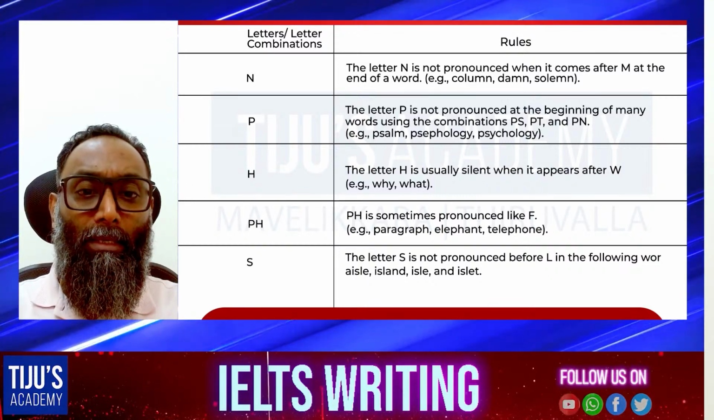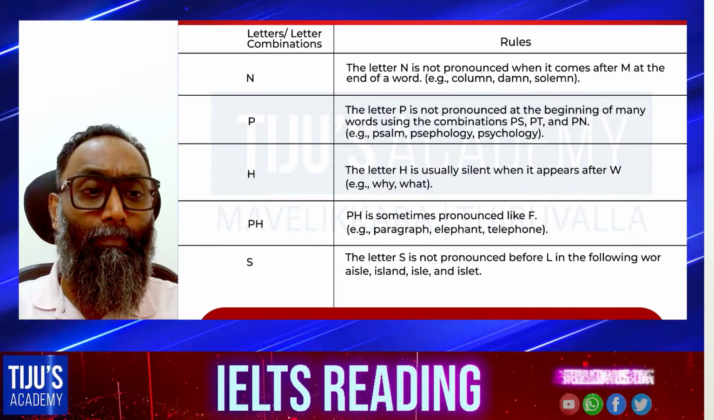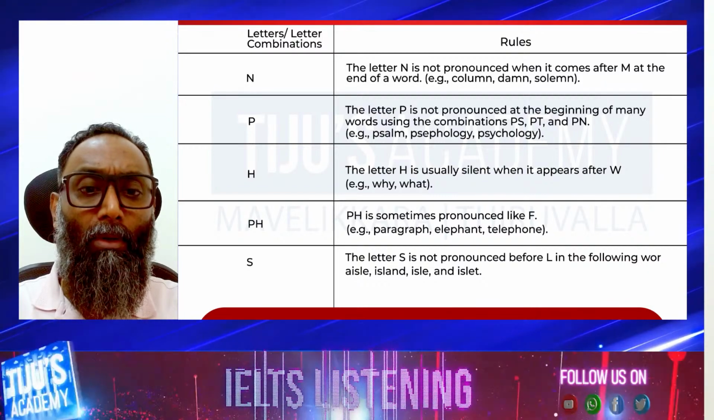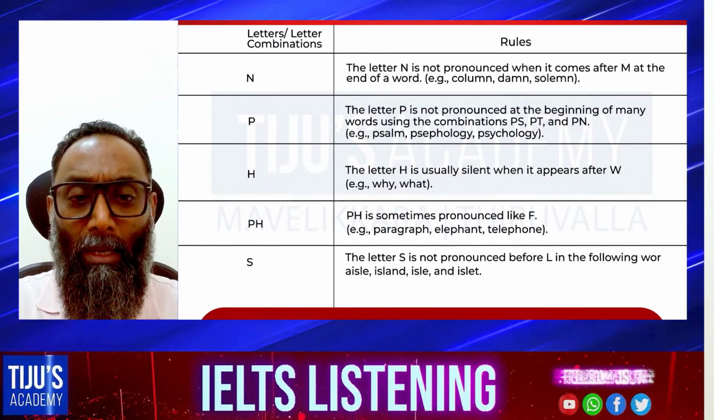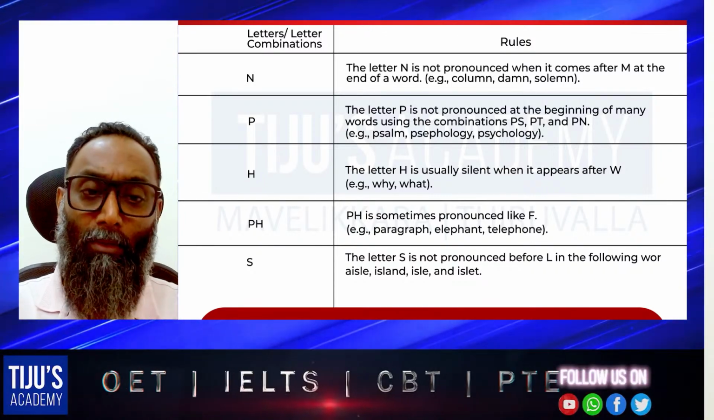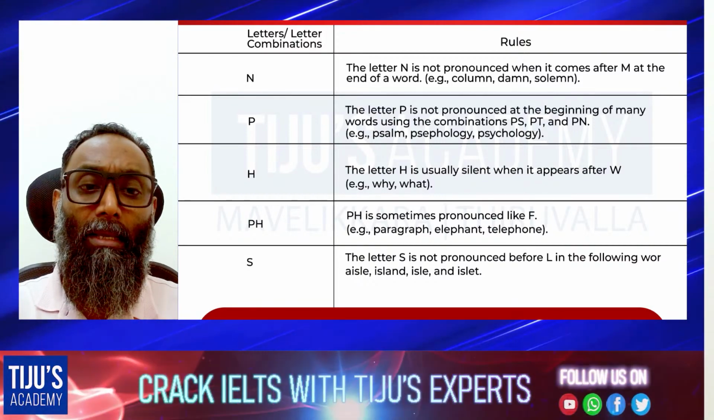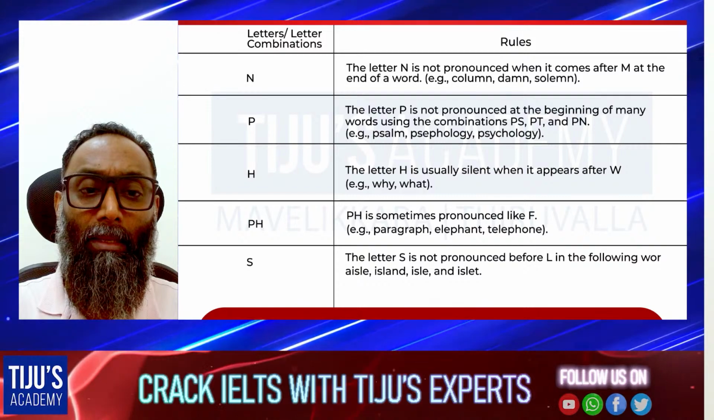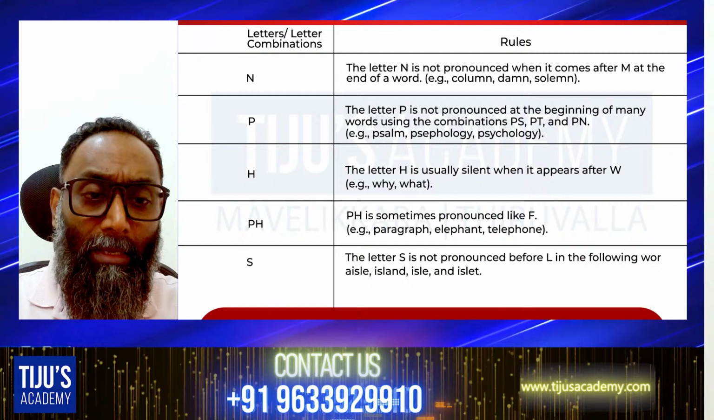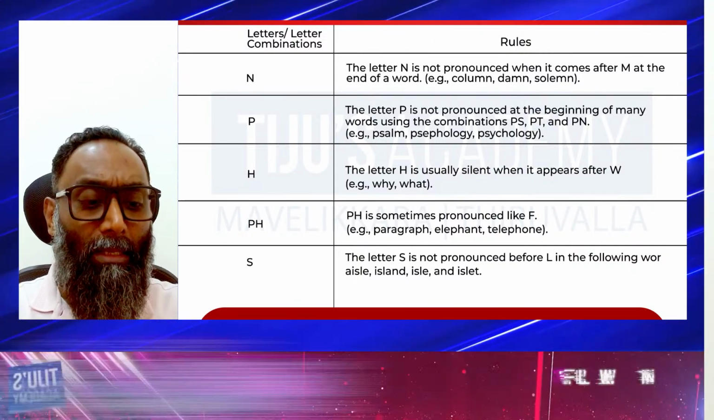Now with S. The letter S is not pronounced before L in the following words like aisle, A-I-S-L-E. So S is silent. Aisle, a way, a corridor, an aisle. Same thing with island, I-S-L-A-N-D. So it's not Iceland, it's island. The S is silent. I-L-A-N-D. Same thing with aisle and sled.